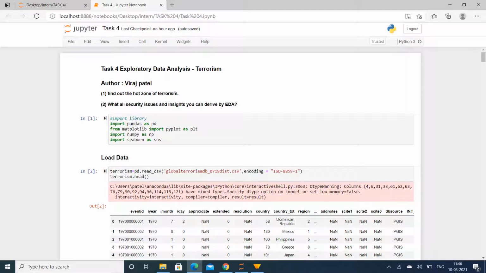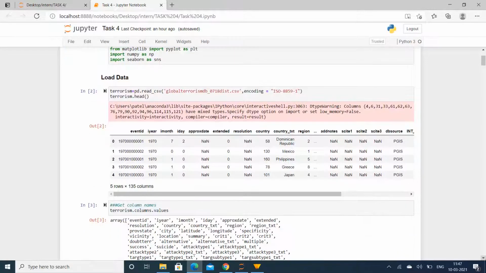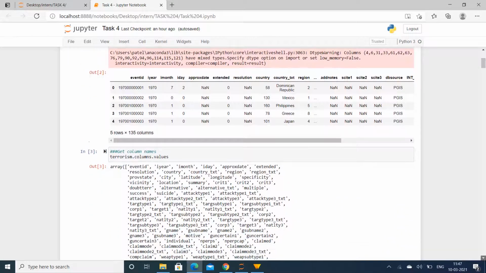I have completed my fourth task. The fourth task is exploratory data analysis of terrorism. There are two problem statements. First, find out the hot zone of terrorism, and second, what security issues and insights you can derive by EDA. So first of all, I import libraries, then load the terrorism data and print it.